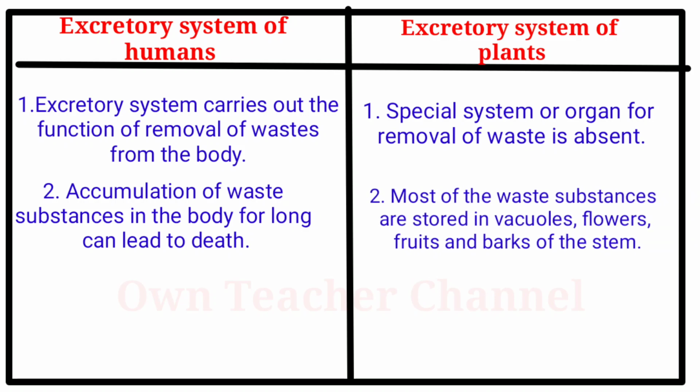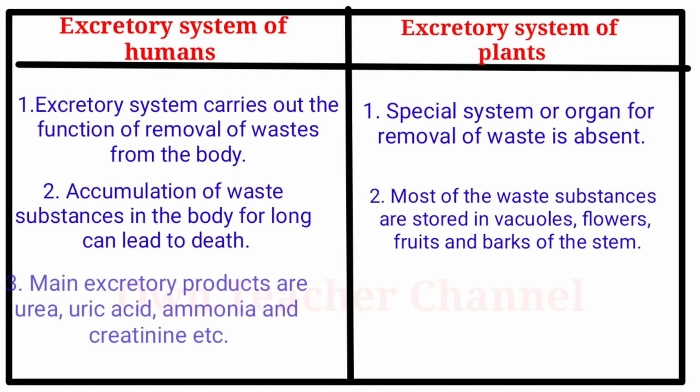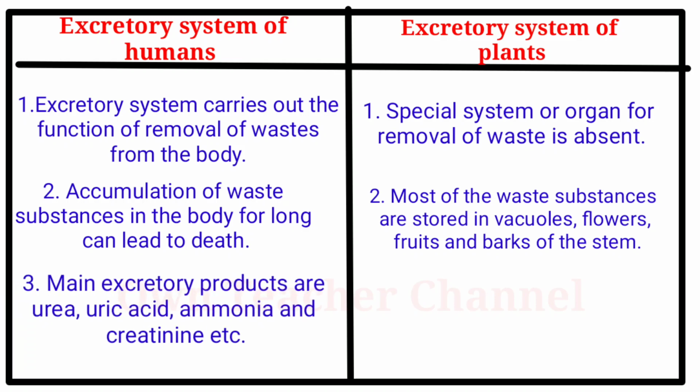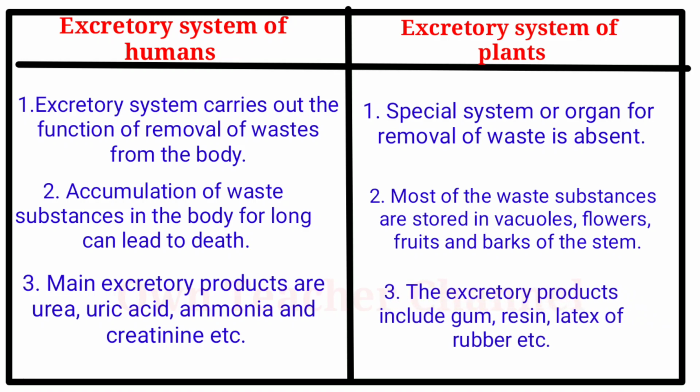In plants, most of the waste substances are stored in vacuoles, flowers, fruits, and barks of the stem. In humans, the main excretory products are urea, uric acid, ammonia, creatinine, etc. In plants, the excretory products include gum, resin, latex of rubber, etc.